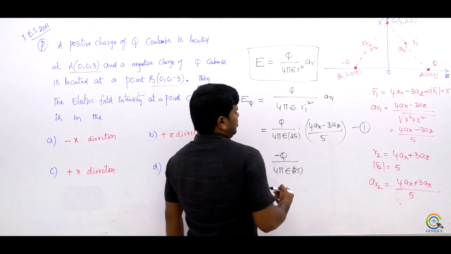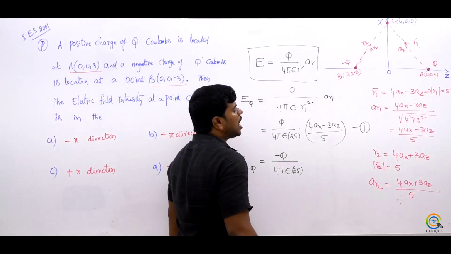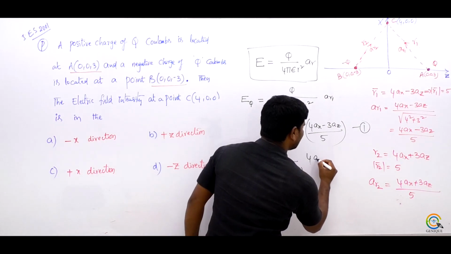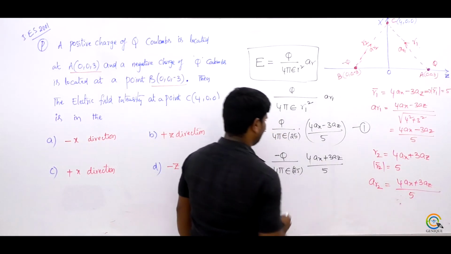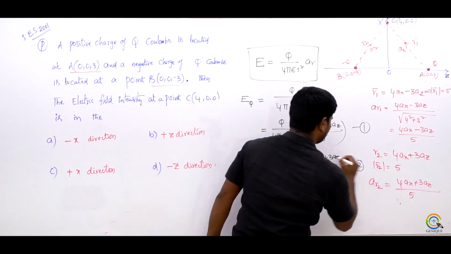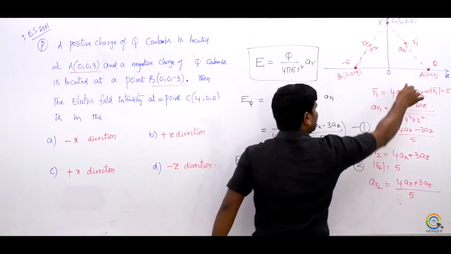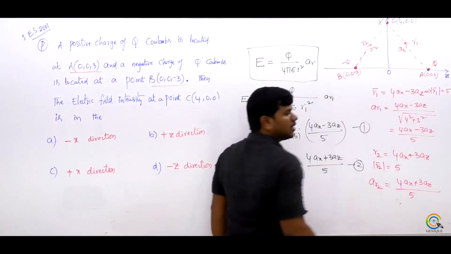Understand? Now what is AR2? AR2 is this one, (4AX plus 3AZ) divided by 5. This is equation 2. So it is the electric field intensity at this point due to this charge.